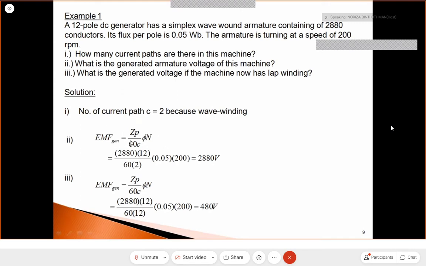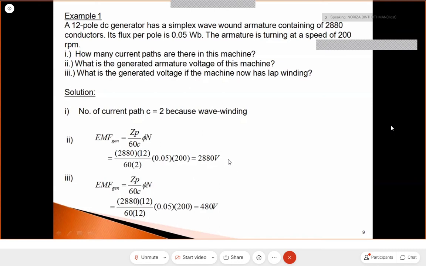EMF generated equal to ZP over 60C times flux times N. Z is 2880. And then P equal to 12. And 60C, C equal to 2 because of wave winding. And then flux 0.05 and multiply by 200. So you got 2880 volts.